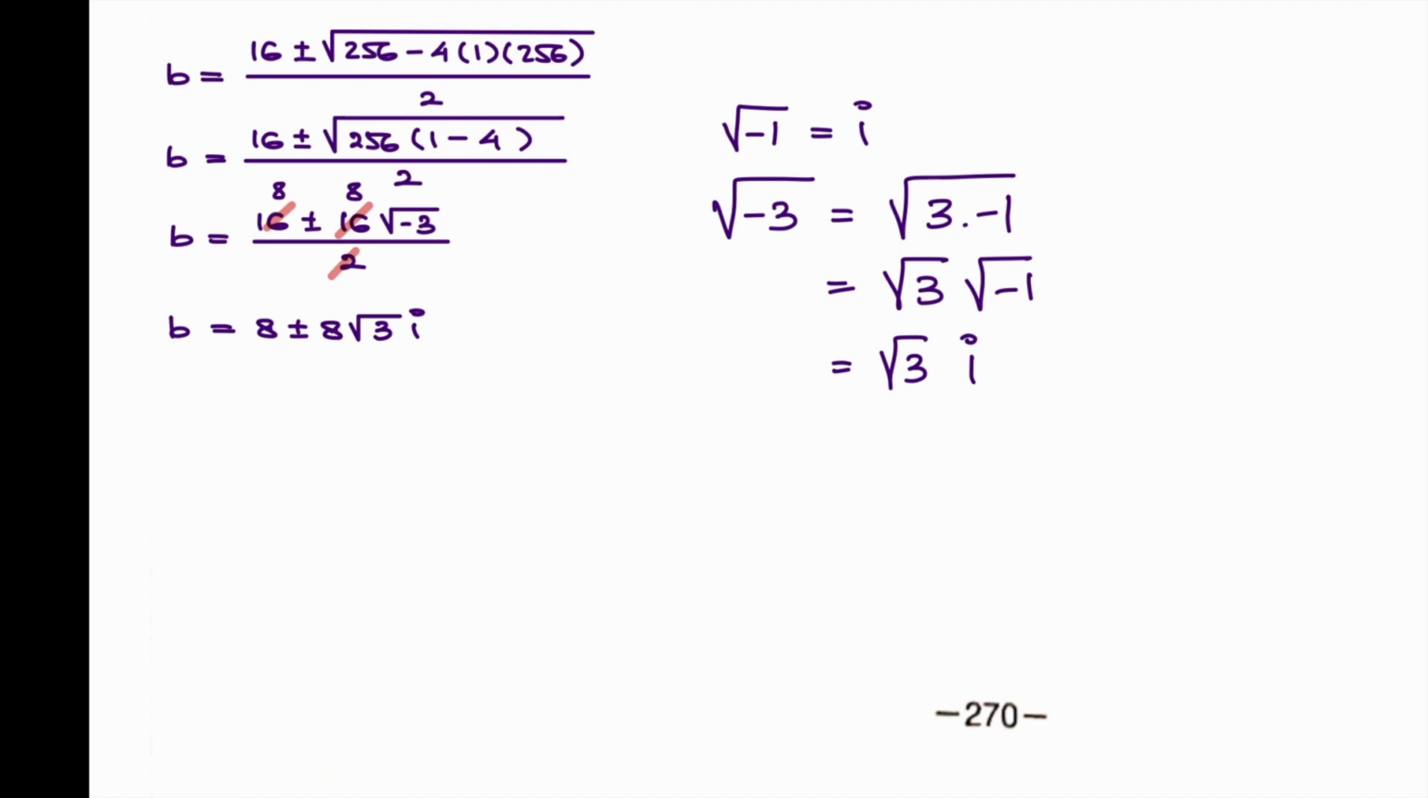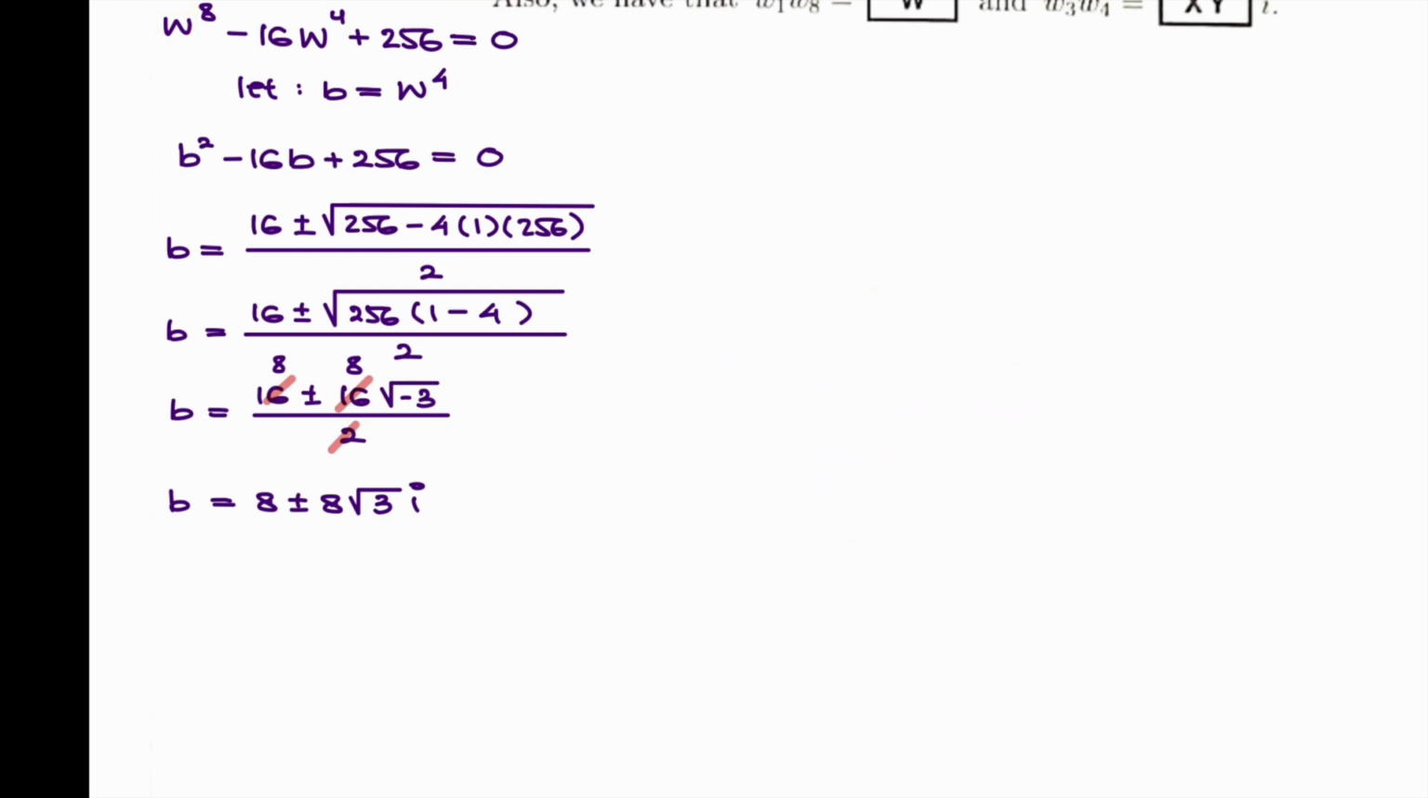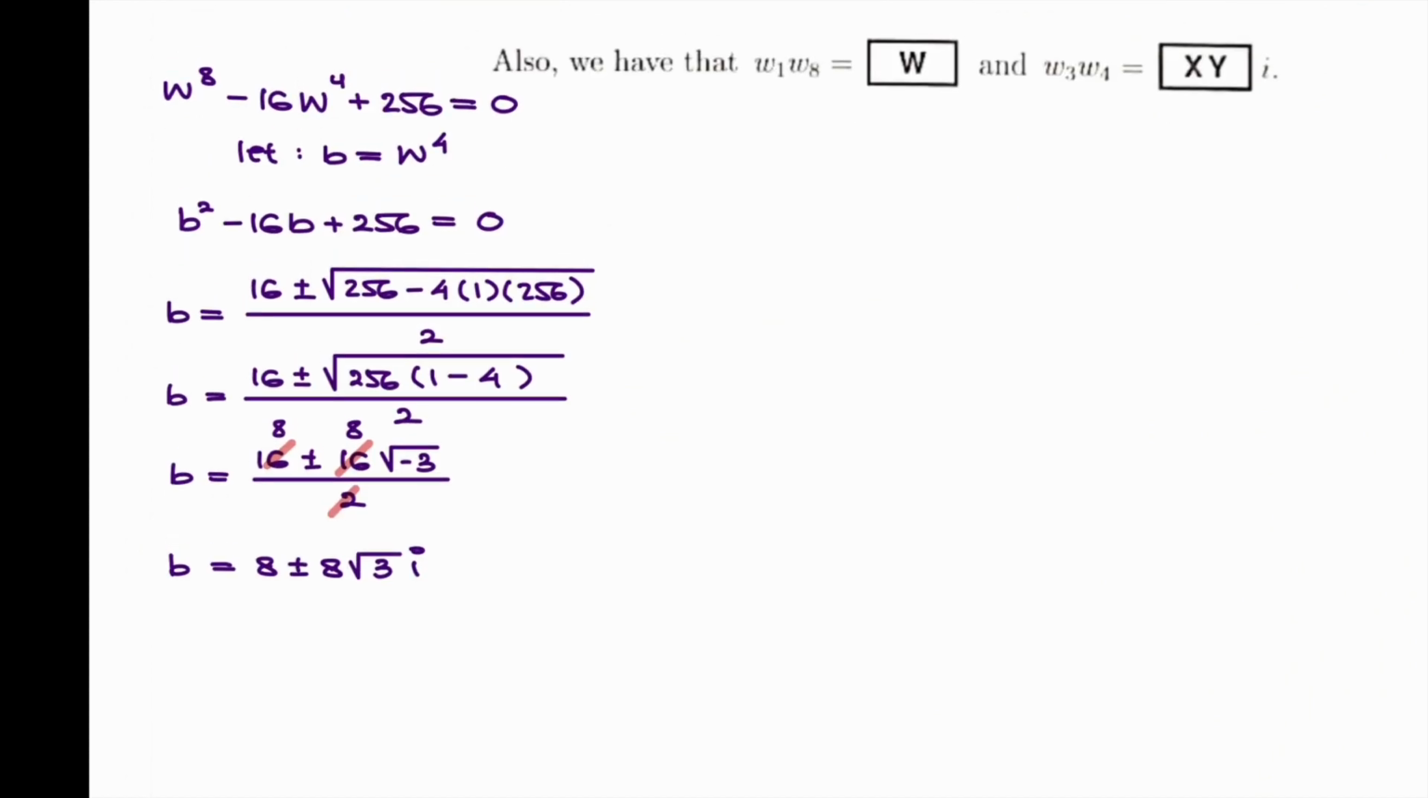We have two solutions because I have an equation with degree 2. So I have two solutions here. But the question does not want us to find b. They do not ask us to find b. They ask to find w. So I need to substitute it back into w. Since I have two values of b here, that means I have two values of w to the power of 4.